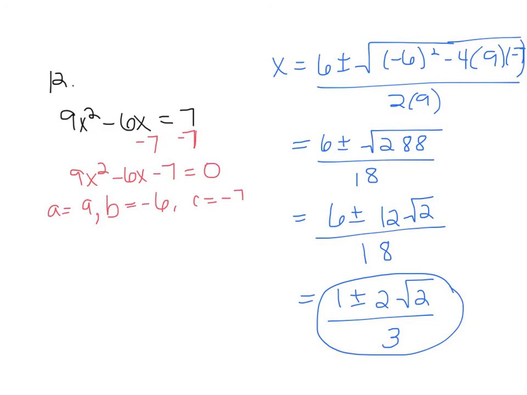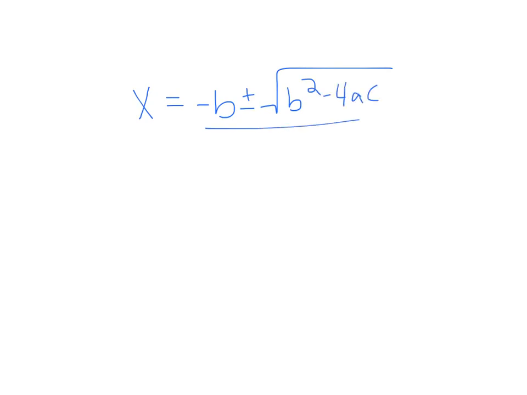And that's it for quadratic formula. So just to recap real quick, the quadratic formula is the opposite of b plus or minus the square root of b squared minus 4 times a times c all over 2 times a. That should be all you need for the quadratic formula. If you have questions, let me know.